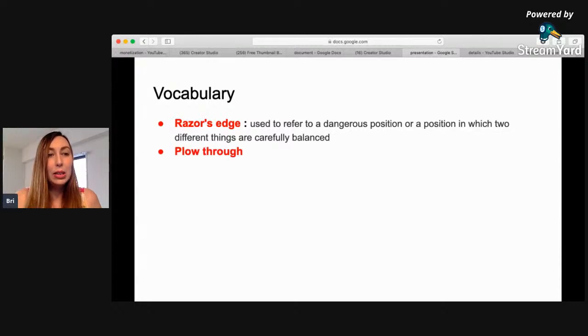We have the expression plow through. Does anyone know what plow through means? The spelling is different depending on if you're in America or if you're in England. In the US, we use P-L-O-W, plow through.